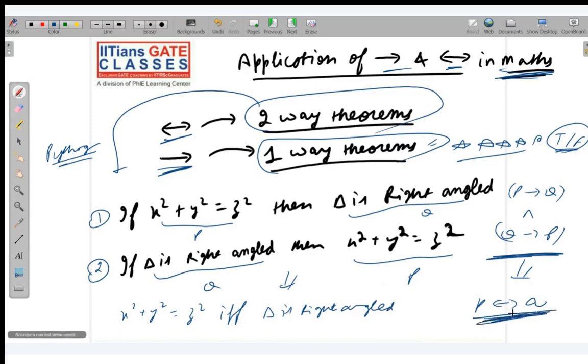So if somebody wants to prove the Pythagoras theorem, then he or she has to prove this also and this also. If you are able to prove both things, then you will say the Pythagoras theorem is true, because the Pythagoras theorem is saying if and only if. That is the basic meaning of a two-way theorem. Whenever you say iff or if and only if, that means you have to prove both ways. Okay, so this is an example of a two-way theorem.